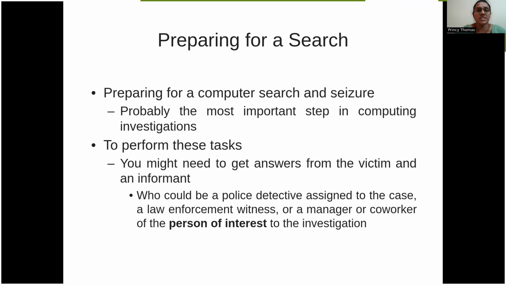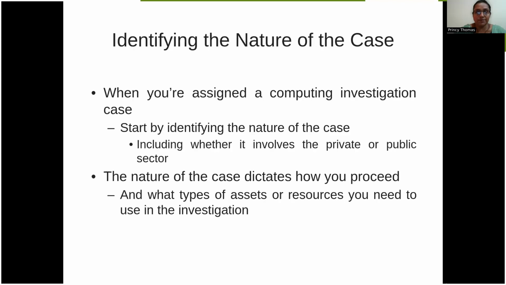Okay, now to perform these tasks, first, we might need some answers from the victim and maybe an informant, if we have an informant. Then the police detective assigned to this case, or a law enforcement witness, or a manager or co-worker, or any person of interest for this particular investigation. The first step is to interview these people and get exact information about the crime before deciding how to do the search and seizure procedure.